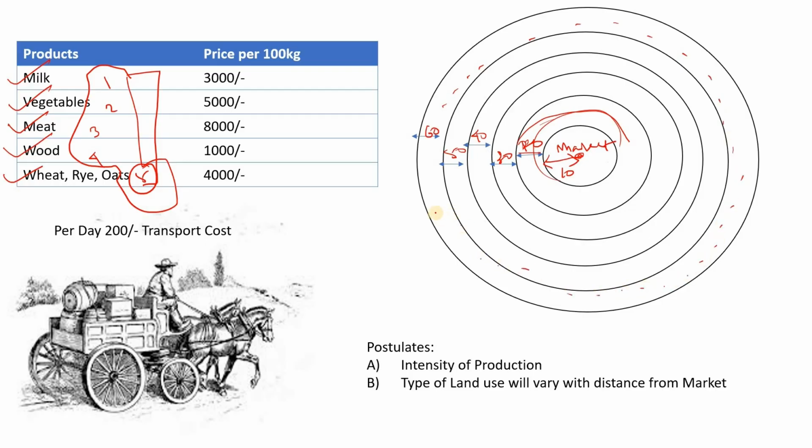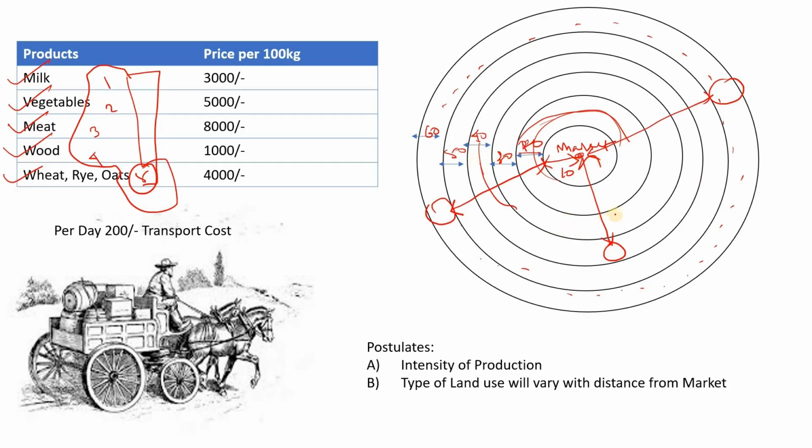Suppose your farm is located here. It means it is 60 kilometer away from the market. Suppose your farm is located here. This is also 60 kilometer away from the market. And suppose your farm is located here. Which ring does it come in? It is the third ring. That means your farm is 40 kilometer away from the market. Hope you understand the rings.